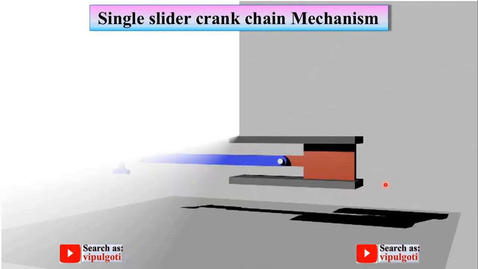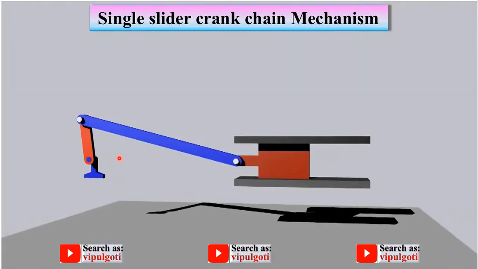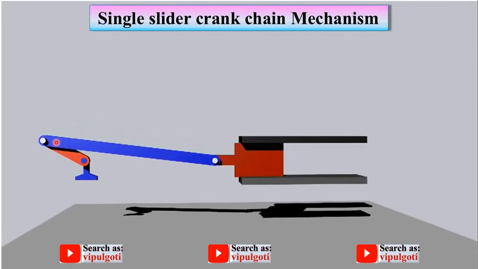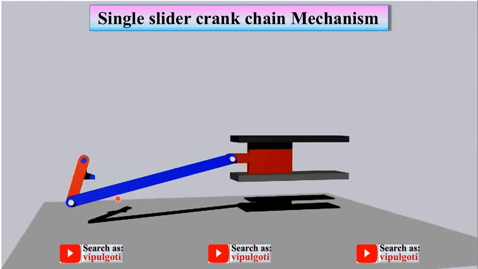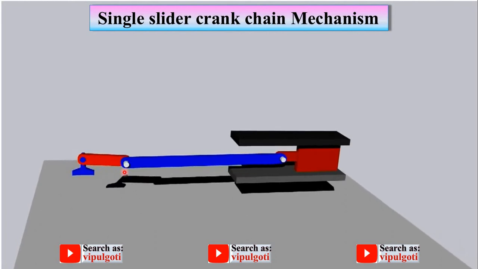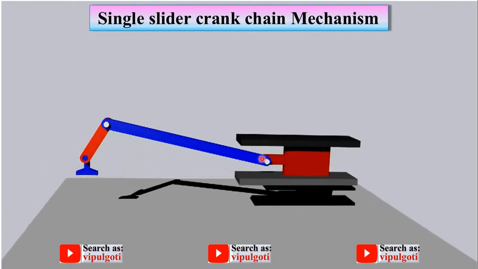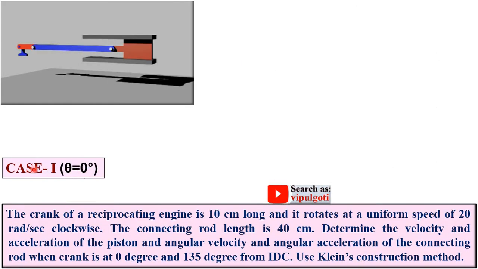So once again let's see the animation of the single slider crank chain mechanism. Here you can see the angle is going to increase from 0 to 180, then 270, and once again it will be 0 degree. So this is called the inner dead center towards the piston side. So let's start from case number 1. Theta is equal to 0 degree, and here you can see the crank is in horizontal position. That means 0 degree with the inner dead center.